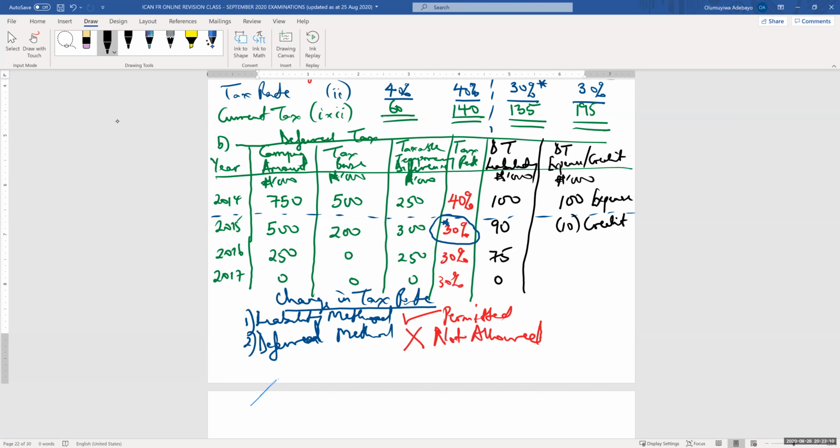Between 2015 and 2016, it has reduced from 90 to 75, which is 15. That's another credit. And between 2016 and 2017, it has reduced from 75 to 0, which is a credit. Okay, in that situation, I can also show you the other presentation method we use.